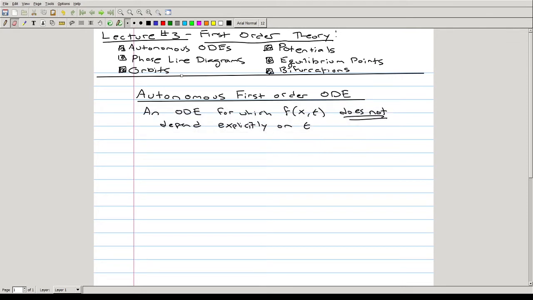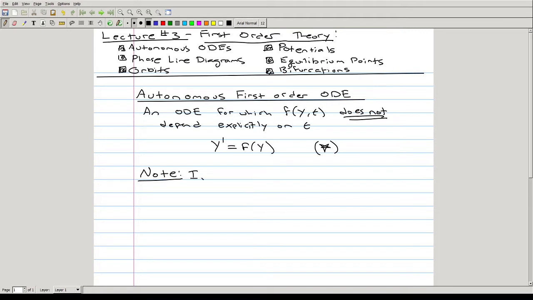And we're going to be using y here instead of x for our solution, which is typical of what we were doing in the last lecture. So for example, y prime is equal to just f of y. There's no explicit t dependence of the function f on t. So if this is the case, then we call this first order differential equation autonomous.